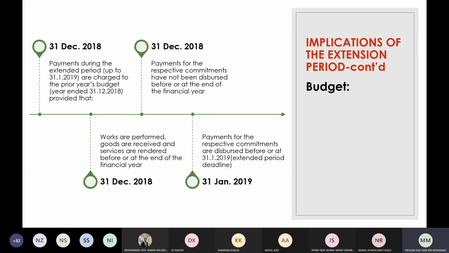This is another example of how the accounting is done, to make sure that it is accounted for. Of course, the payment after the year end should be accounted in the year where the cost is incurred.